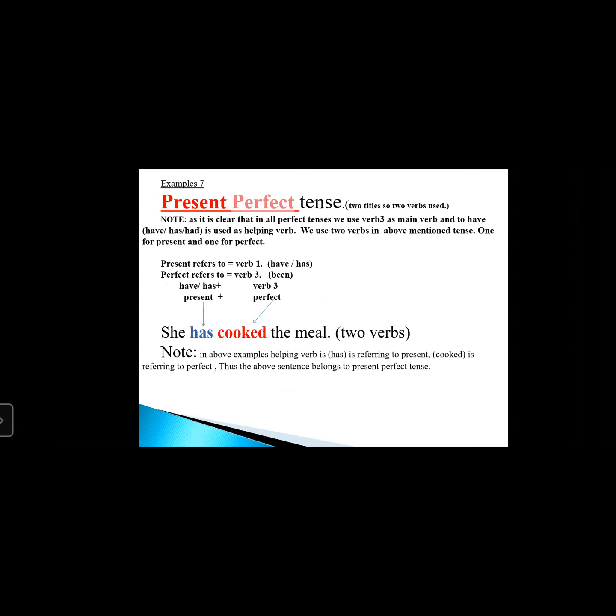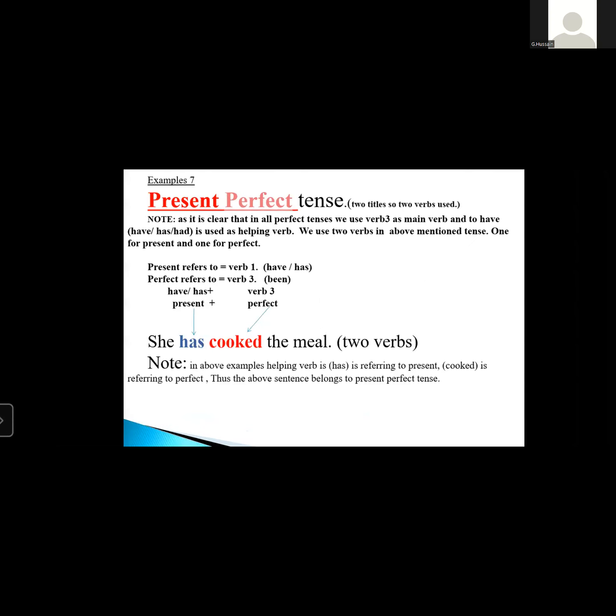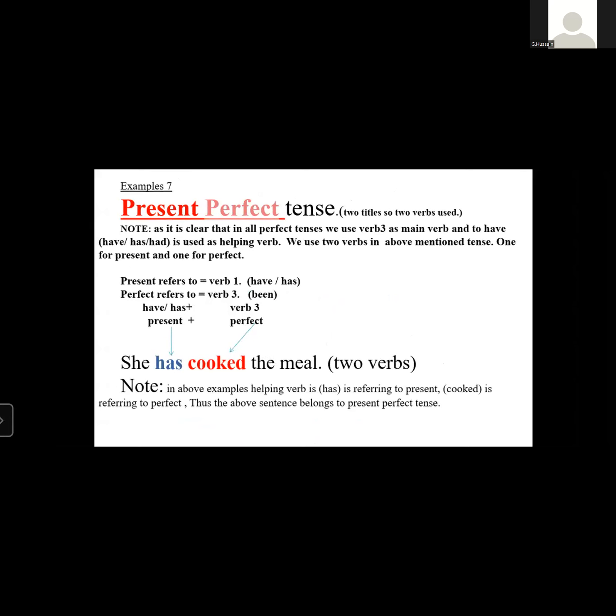Similarly, अभी आते हैं present perfect में. So here present perfect यहाँ पर continuous नहीं है. So when there is no continuous, it means there is no verb ing. When there was continuous, there was verb ing. But now there is no continuous. So similarly, we will use present first form and third form.